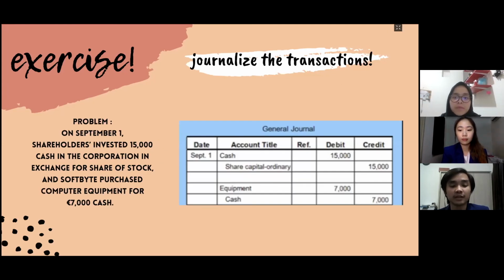Now the answer is that firstly, cash is debited with the amount 15,000 because its normal position is in debit, and share capital ordinary in credit of the same amount, 15,000. The next journal is that the equipment is in debit since SoftByte purchased the equipment for 7,000, and credit to cash because cash is paid out to purchase the equipment.